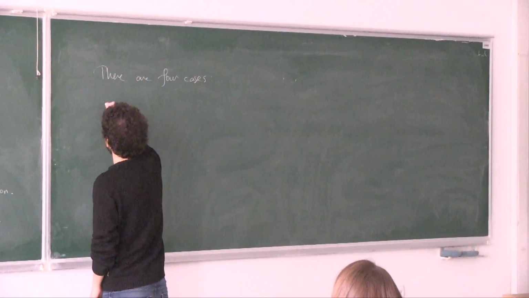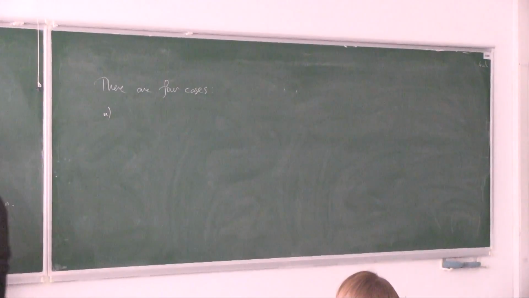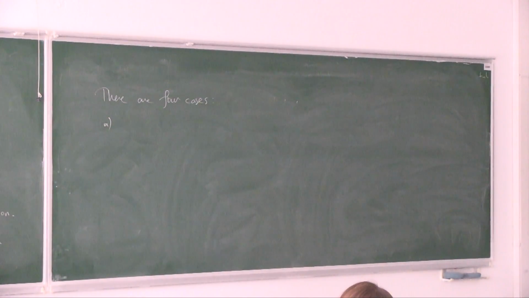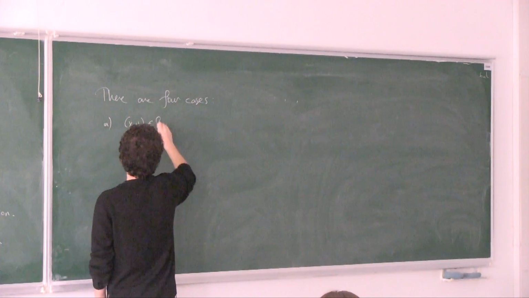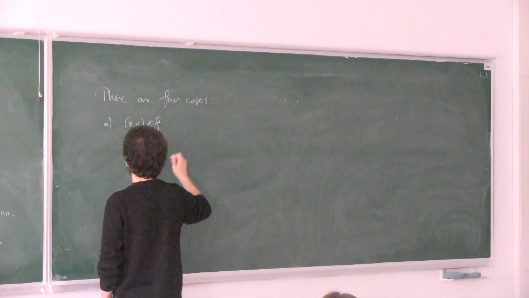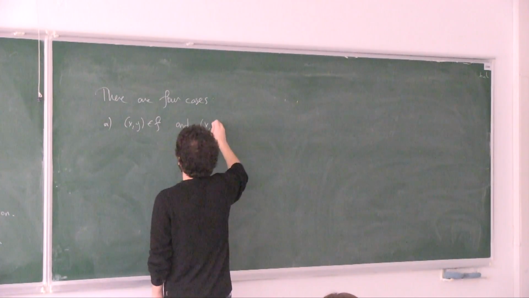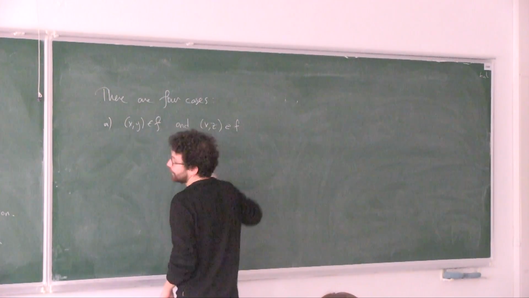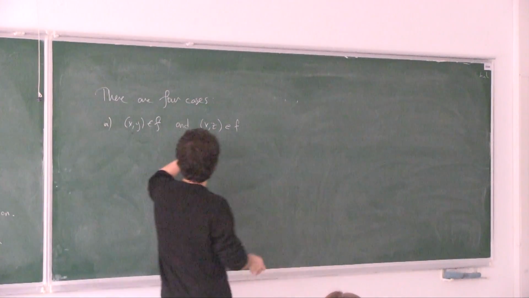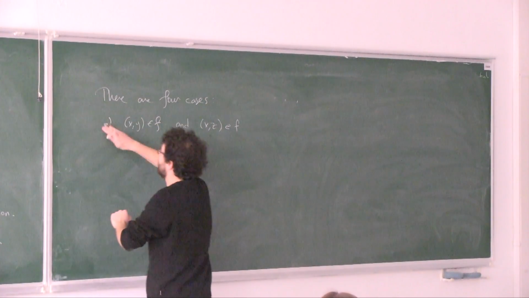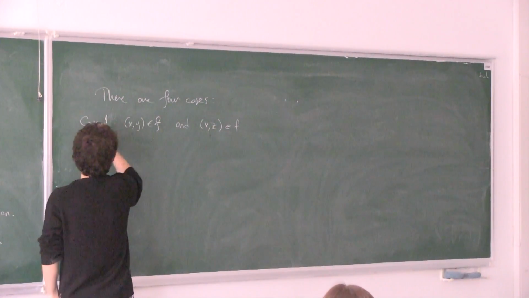The first case is xy belongs to f and xz belongs to f. You see, you were supposed to prove as an exercise that whenever a set belongs to a union of two sets, then that set belongs to either the first one or the second one. So the first case is that this happens. Maybe I should call this case 1.